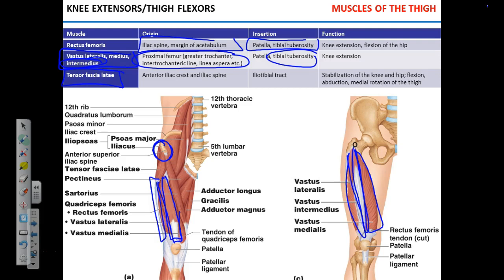Did you find it? So obviously, iliotibial tensor fasciae latae: knee and hip stabilization, and a little bit of abduction of the thigh. One of the very common running injuries is the inflammation of the iliotibial tract. When shoes are not correct and there's an additional pull on the iliotibial tract, it may lead to sprains and damages.